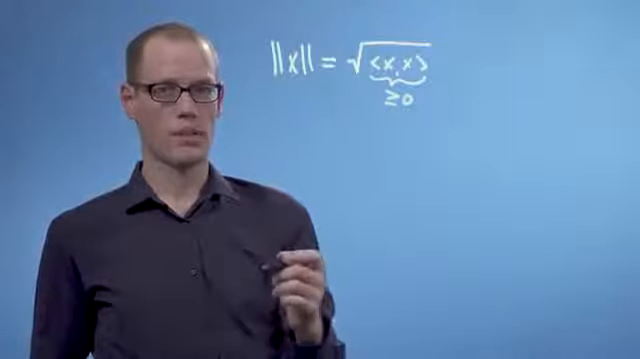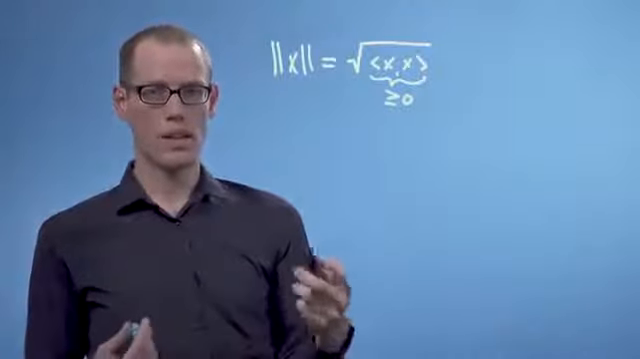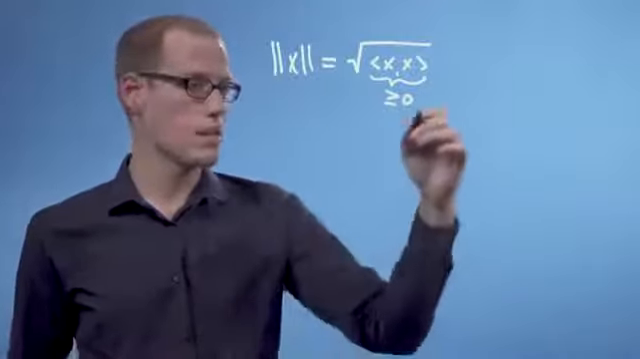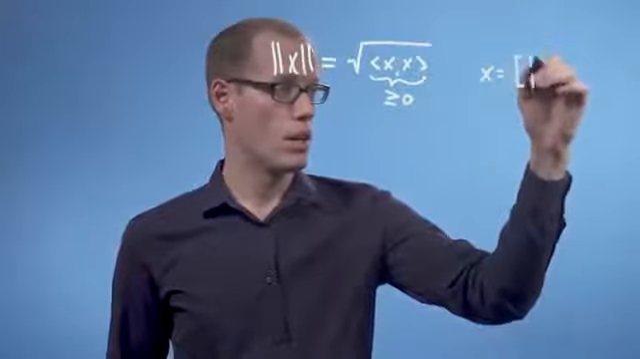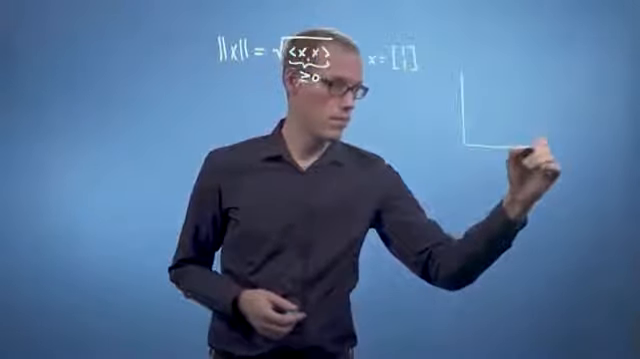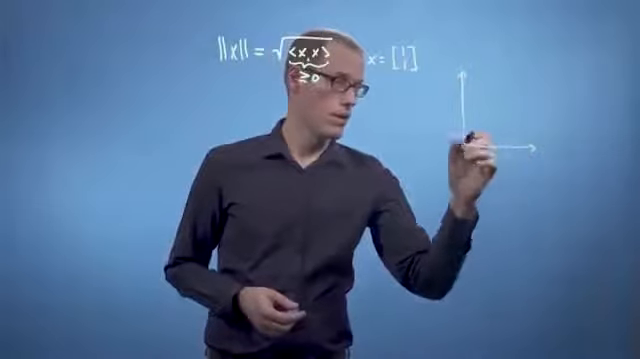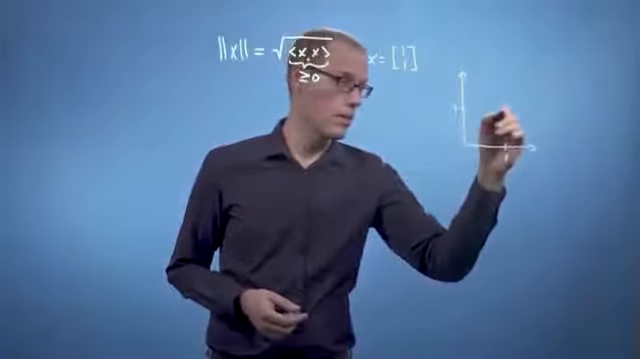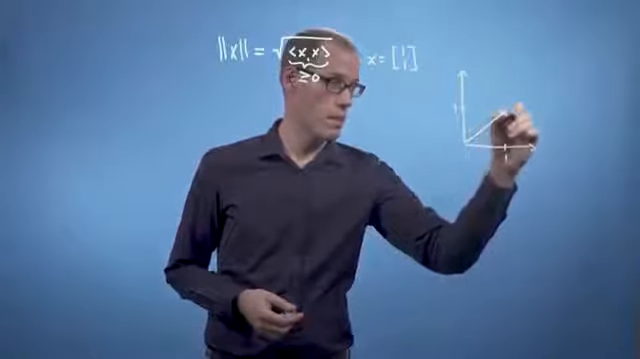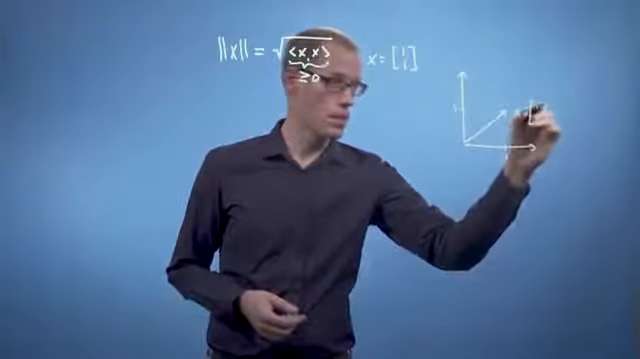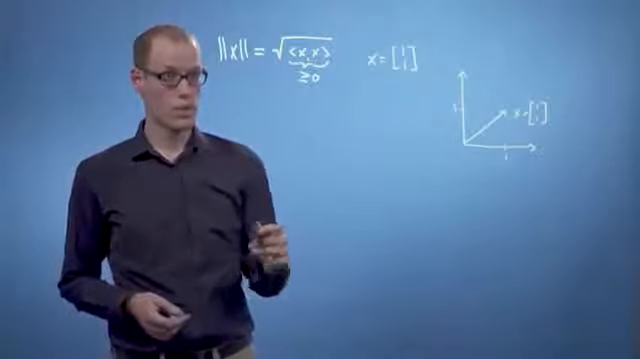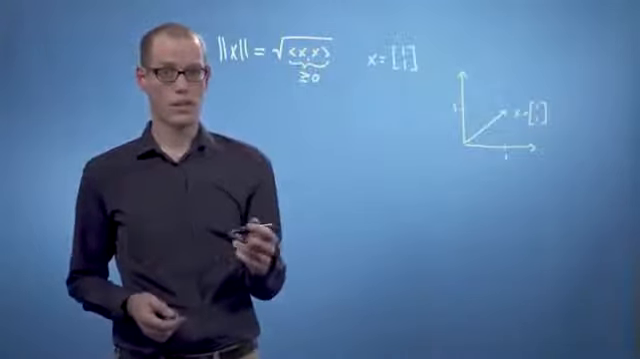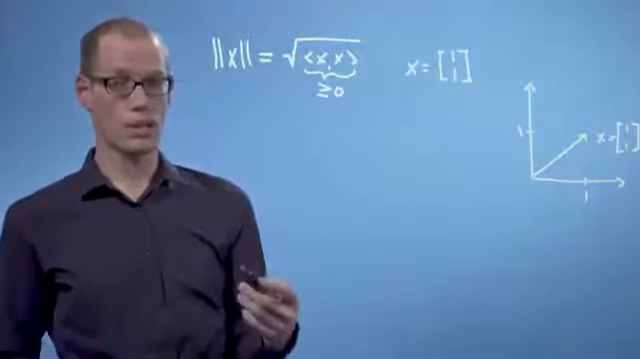So let's have a look at an example. Assume we're interested in computing the length of a vector in 2 dimensions, and x is given as the vector 1, 1. So in a diagram, we have 1 here and approximately here. Then our vector x would be here, and now we're interested in computing the length of this vector. So in order to compute the length of the vector, we need to define an inner product. So why don't we start with the standard dot product?